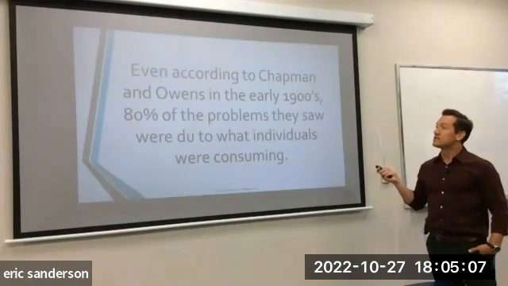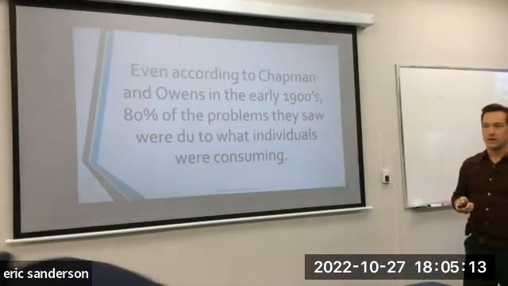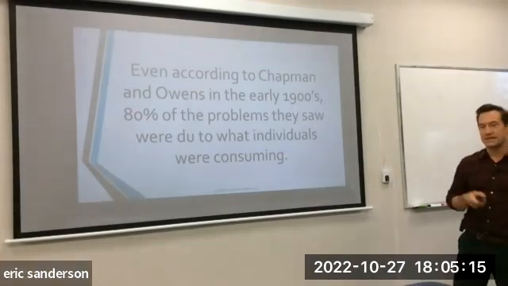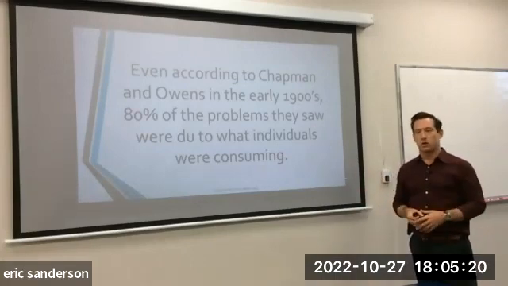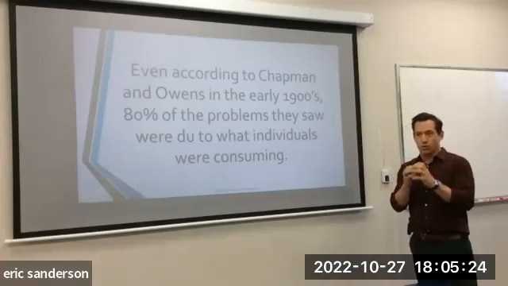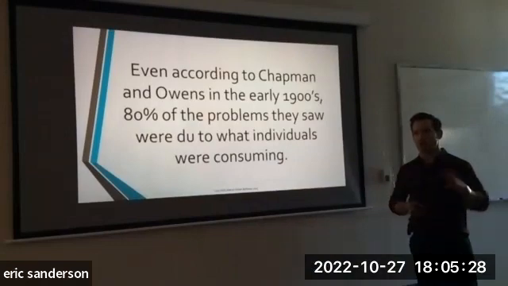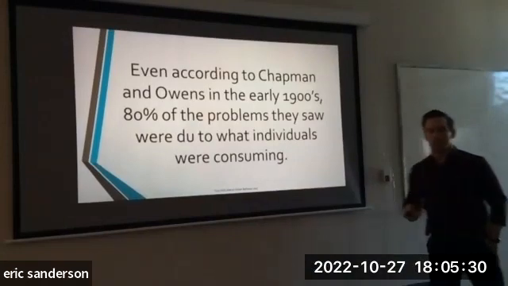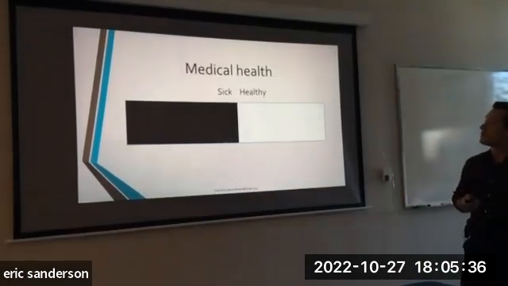And even according to Owens in the early 1900s, 80% of the problems he saw were due to what individuals were consuming. So again, there's this whole idea of context versus content in osteopathy. So are we looking at working on the content, the inner portion, or the context, whatever's outside it? Are we looking at structure versus function, function versus structure? Both are kind of balanced. But in the 80s, Owens thought it was a lot of function.